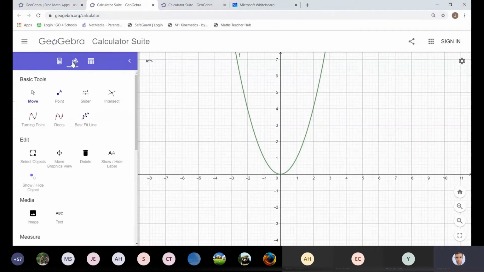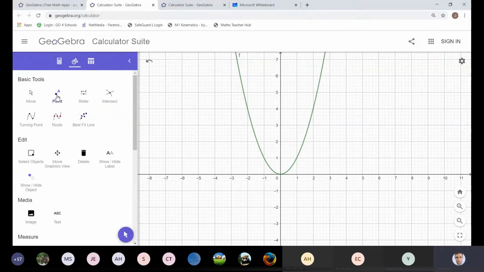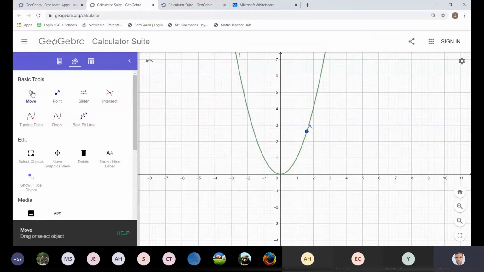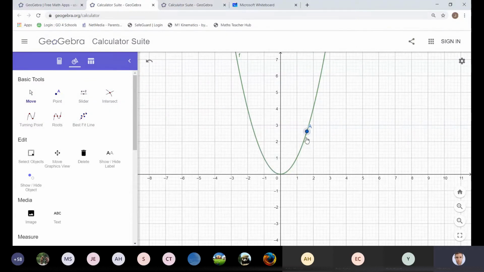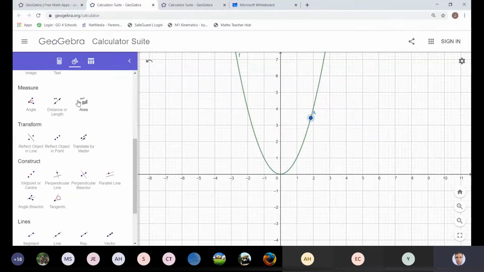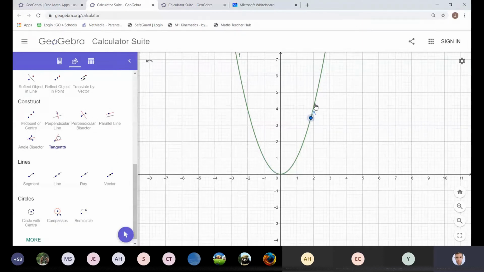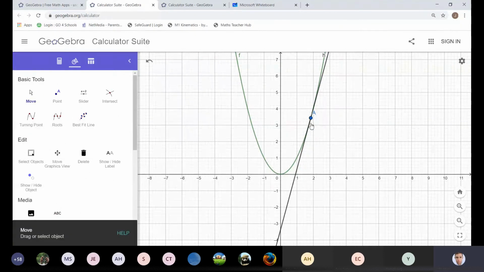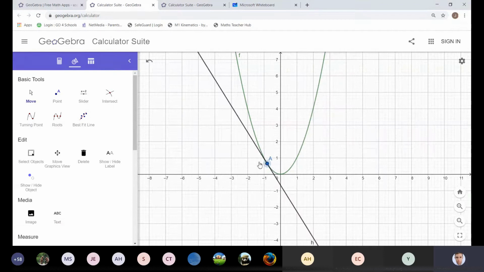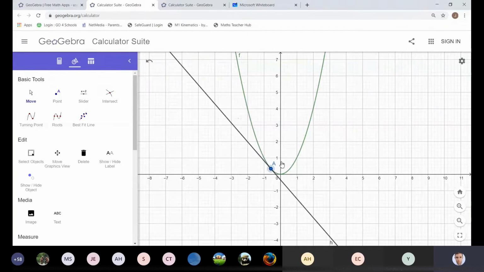Now, we define on a curve the gradient at any point to be the gradient of the tangent at that point. So if I go to this little bar at the top, I'm going to find a point and pop a point on that curve. Now I've got to be careful. If I want to move that point, I have to select this arrow here, and I can move that point wherever I want, and it'll just stay on the curve. So what I'm then going to do is draw a tangent. If I scroll down my menu here, I can find tangents. I press on my point and on my curve, and I can go back up, grab my arrow, and now I can see what the tangent is as I move my point A around.